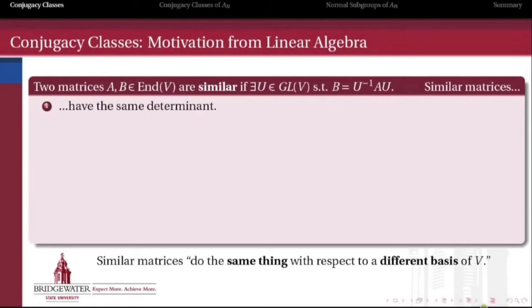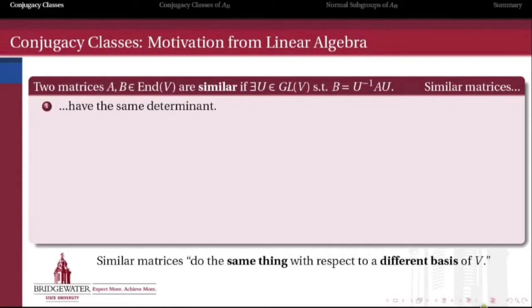To get some motivation, let's reach back for a moment into linear algebra. In linear algebra, we have this notion of similarity, a similarity between two different linear transformations A and B. So if A and B are linear transformations that take a vector space to itself, so it's an endomorphism of that vector space, we say A and B are similar transformations if there exists an invertible linear transformation U such that B is equal to U inverse times A times U.